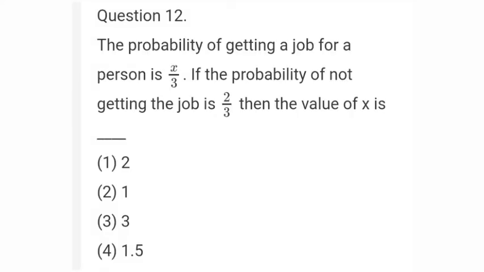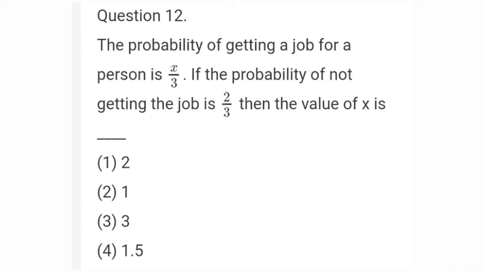The probability of getting a job for a person is x by 3. If the probability of not getting the job is 2 by 3, then find the value of x. Option 1 is 2, option 2 is 1, option 3 is 3, option 4 is 1.5. The getting job is P of A, that equal to x by 3. Not getting the job is P of A dash. Not means that is A dash. What is A dash equal to? 2 by 3.